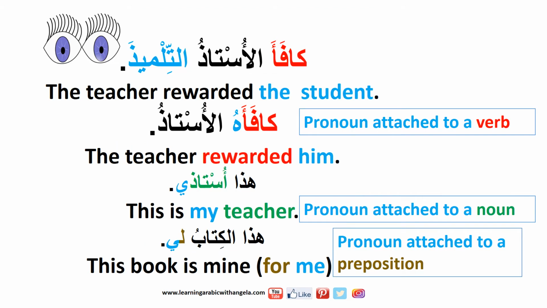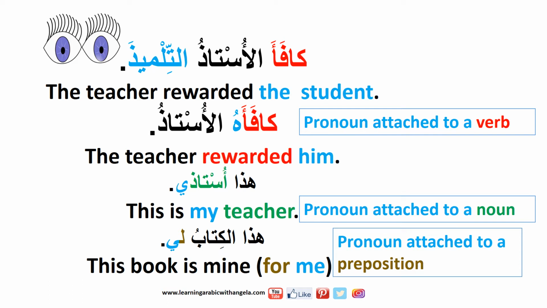And now let's discuss attached pronouns in detail. Let's look at the sentence كافأ الأستاذ التلميذ. The teacher rewarded the student. We can also say كافأه الأستاذ. The teacher rewarded him. In this case, the ha equals him. And the pronoun over here is attached to a verb, which is كافأ. كافأه, he rewarded him.